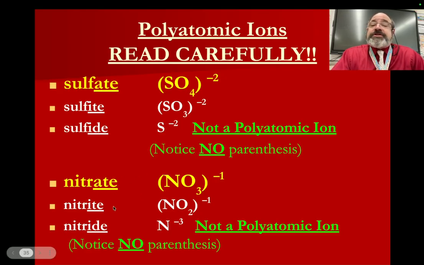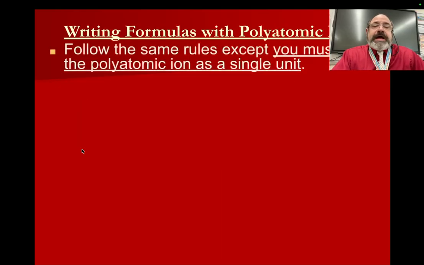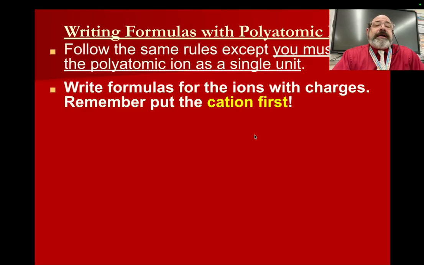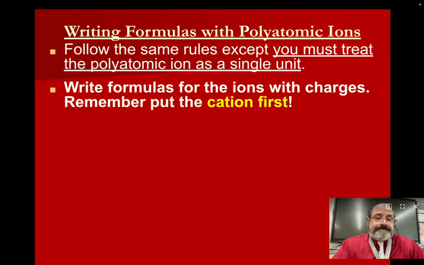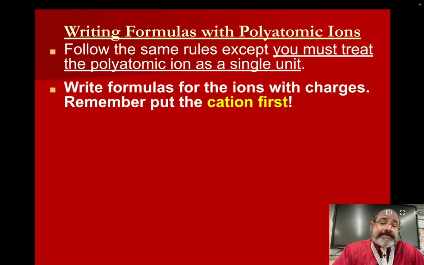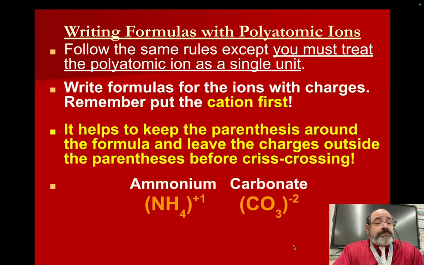Nitrate, nitrite, and nitride. Be very careful with those last letters and those last numbers. Notice the nitride is just the element with the charge. It's not a polyatomic ion, so be careful. So how do you do polyatomic ion writing formulas and stuff? Okay, so first, you need to practice getting to know the polyatomic ions. That's the worksheet first. Then, after you're done practicing that, we're going to write the ions.